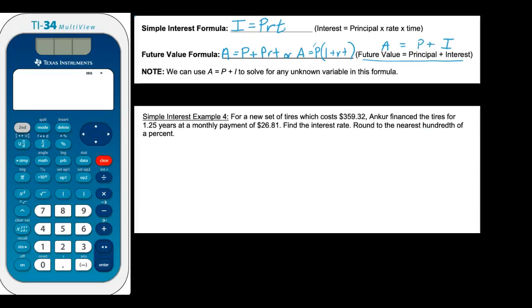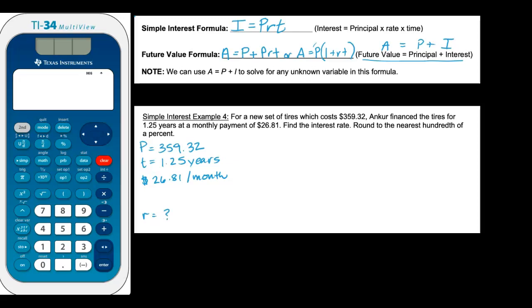Now let's look at example 4. For a new set of tires, which cost $359.32, so that's going to be our principal, he financed the tires for 1.25 years, so time equals 1.25 years, at a monthly payment of $26.81 per month. We don't have any variables we've talked about so far that represent monthly payment, but I'm just going to write that down. So he paid $26.81 per month. Find the interest rate. So R equals question mark, we don't know.